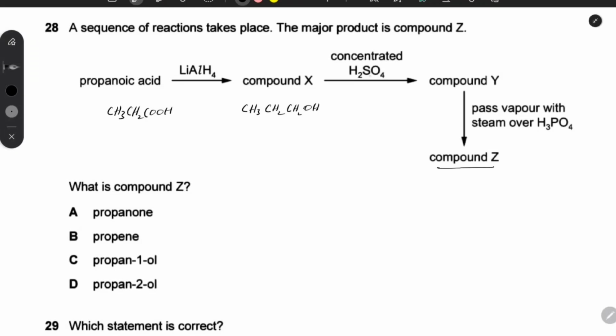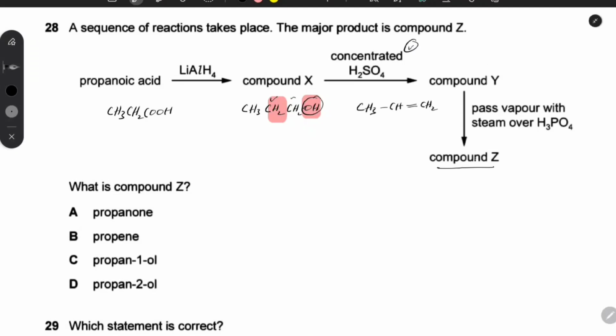Now on further reaction of propanol with concentrated sulfuric acid, which is water absorbent, or we can say that it is a dehydrating agent, it will dehydrate this propanol. And how is that possible? One OH will be removed from this carbon and one H will be removed from this carbon, and as a result you will get this product, CH3CH=CH2, propene. Our compound Y is propene.